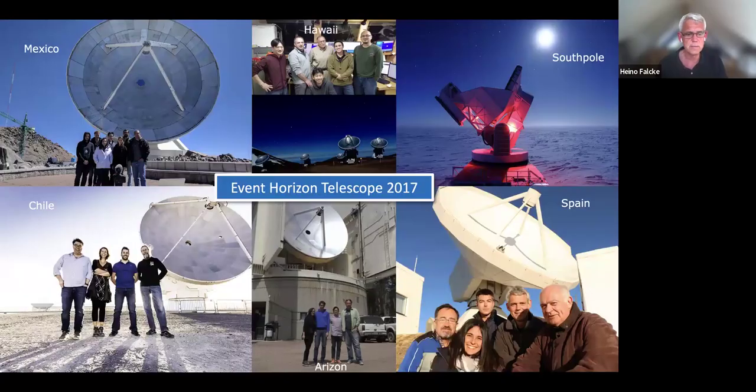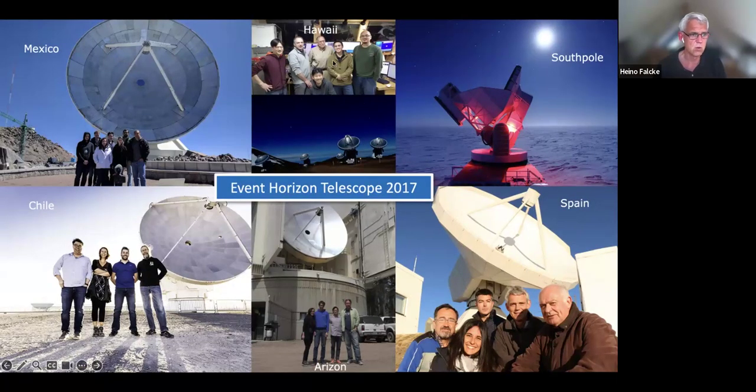And so in 2017, we did this first big experiment with 8 telescopes at 6 different locations. So you have here a group in Hawaii, in Mexico, the South Pole, in Spain, in Chile, and Arizona. Again, there's an A missing. And it was a mixed international team that was present at these telescopes.